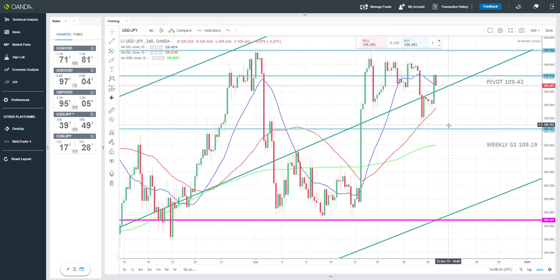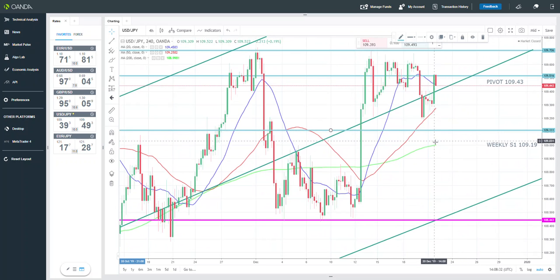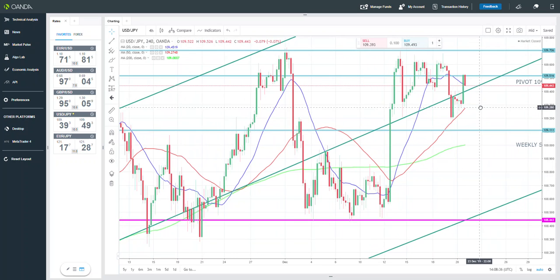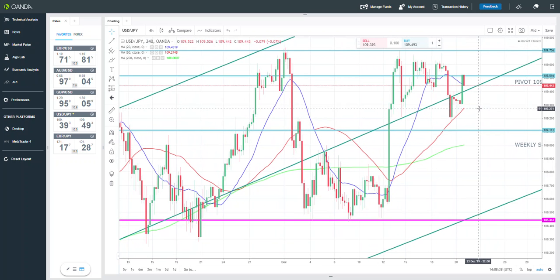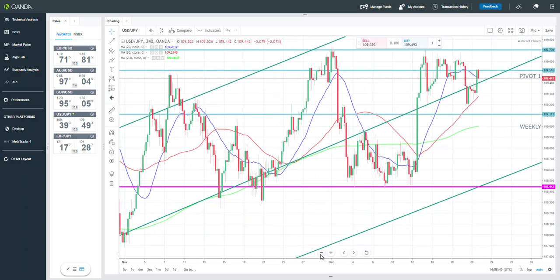However, even if price dropped all the way down to this weekly S1, it's still on trend, right? It would still be sitting on top of the 200 moving average. It would still be an uptrend. So that's one important thing to remember: just because price is moving one way doesn't mean that's the actual trend direction.